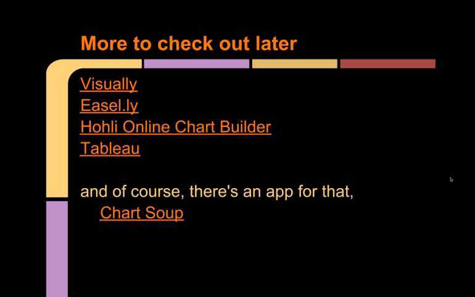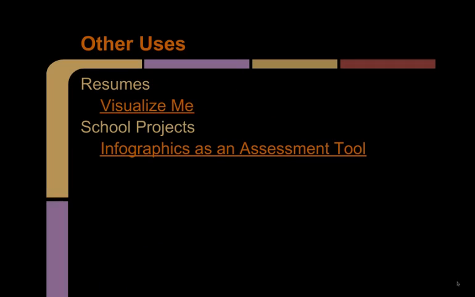Here's some more to check out later. There's Visually and Easily, which are both online infographic creation tools, and then there is Hohli and Tableau, which will help you build all sorts of fancy charts and graphs. And of course, there's an app for that. ChartSoup is mainly an app for looking at infographics, and it'll feed you a steady stream of them. And also, it can help you figure out which kind of chart or graph you might want to use in your infographics.